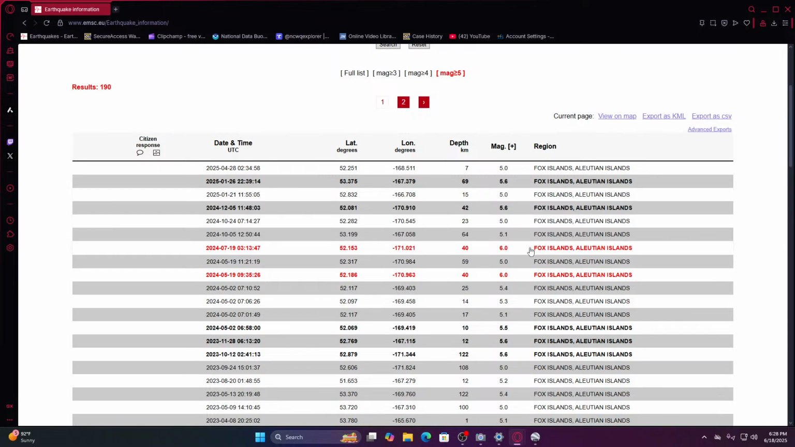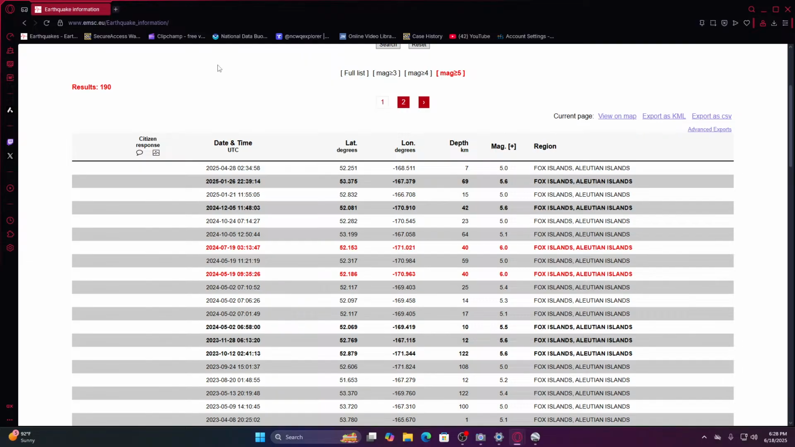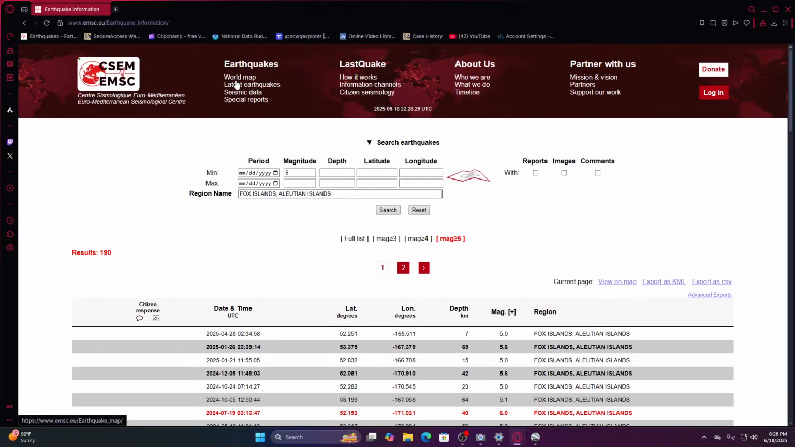Then we can also see, if we go back all the way to 7/19/2024, those at 6.0. So this area is moving. So that's what we have for that.